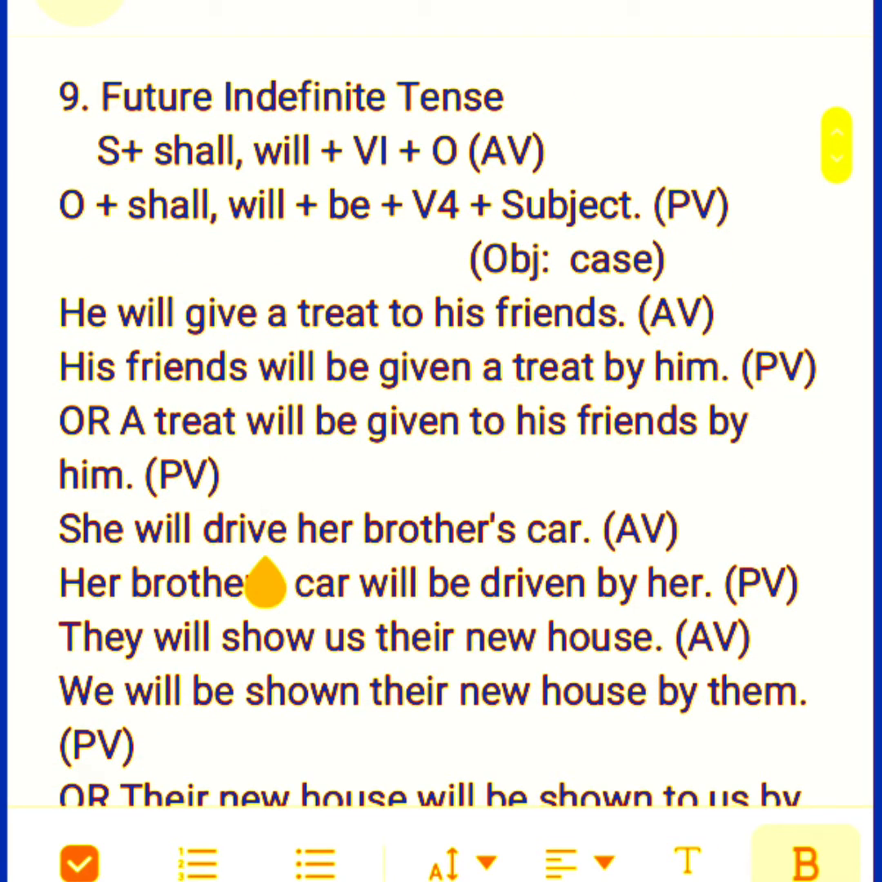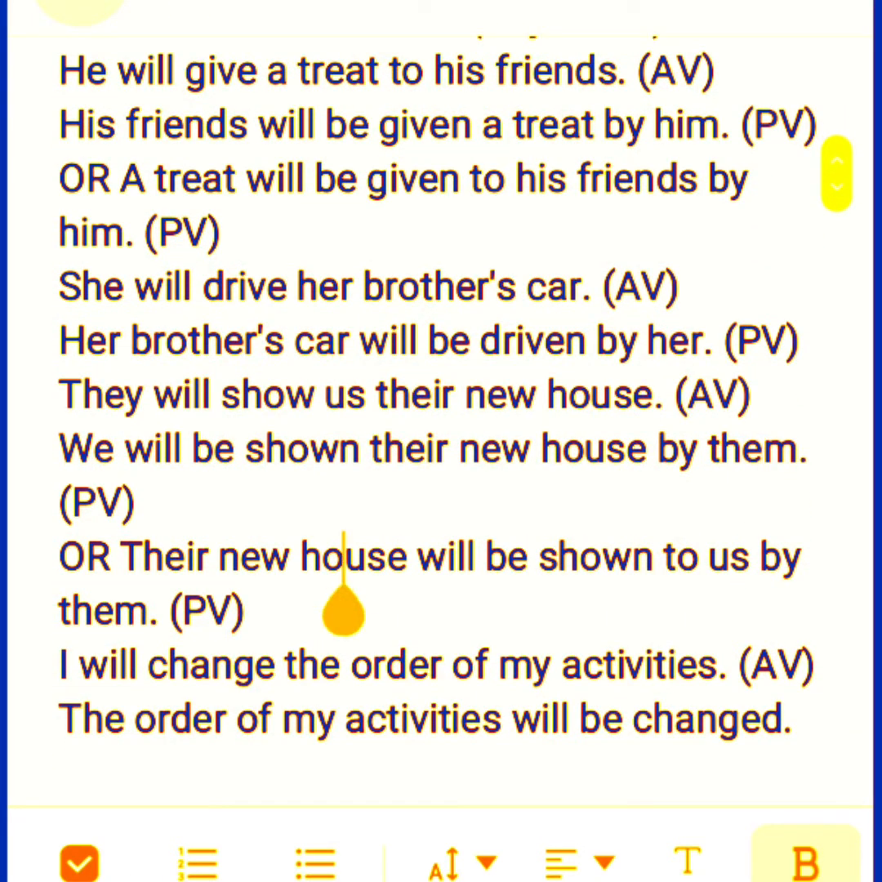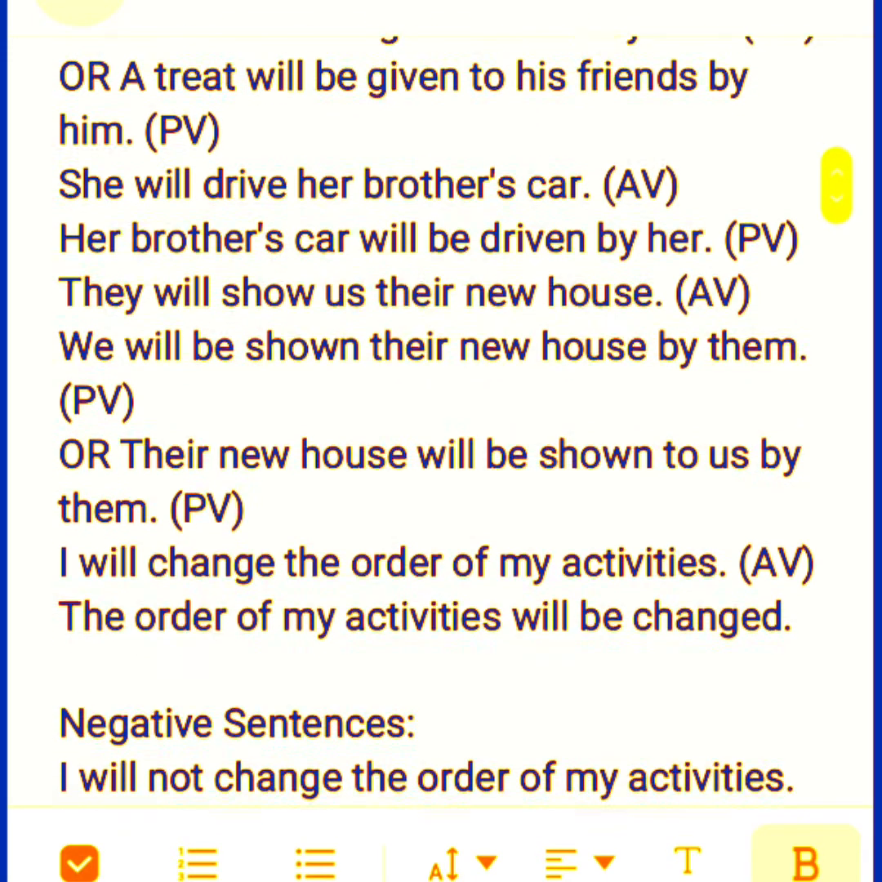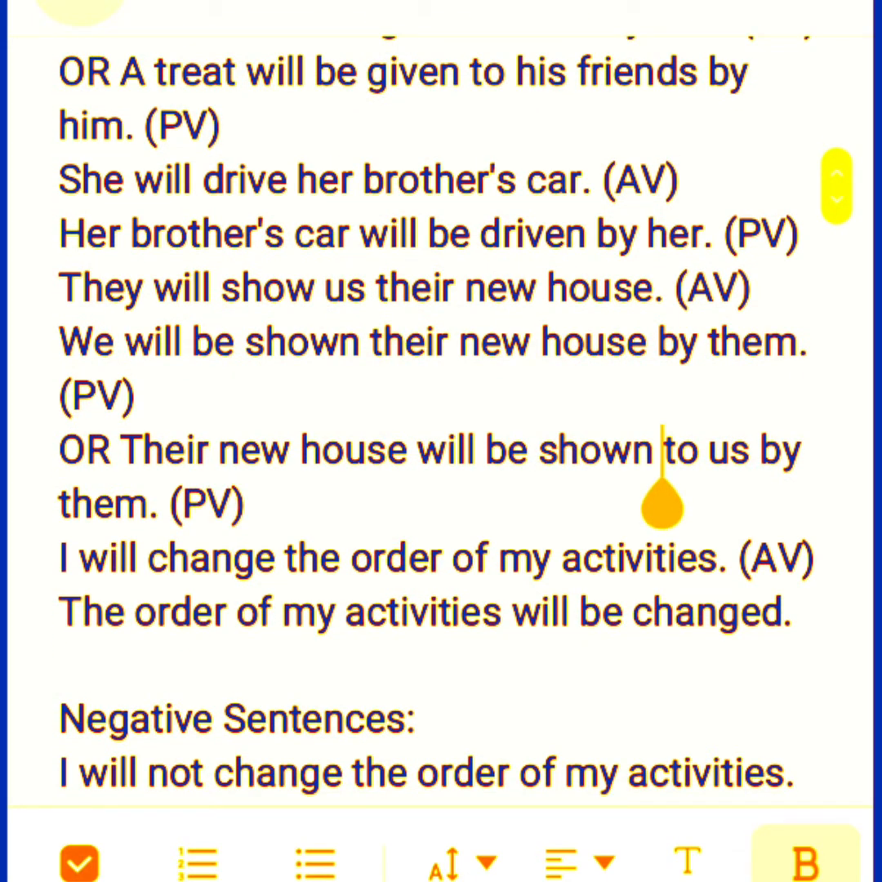She will drive her brother's car. Her brother's car is the object here. Her brother's car will be driven by her. They will show us their new house. We will be shown their new house by them. Or the new house will be shown to us by them. So in the first sentence we have kept the indirect object first: we will be shown. And in the second one we have kept the direct object first, the new house. So there is "to" in this sentence.